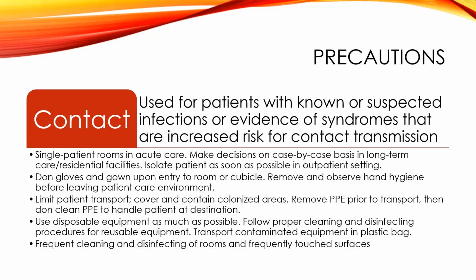All right, so if someone is on contact precautions, they will be in a single patient room on acute care. For people that are living in long-term care facilities, so maybe like a nursing home, they make those decisions on a case-by-case basis. So in that case, maybe there would be 2 people in the room. They decide usually always with the guidelines from a physician. In the outpatient setting, if someone's on contact precautions, you would isolate that patient as soon as possible. So they wouldn't be lingering out in the waiting room. They would go back to their care room as soon as possible.